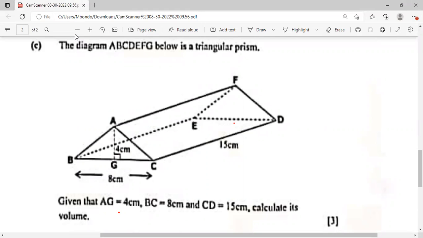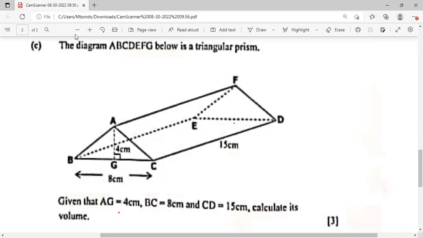AG is 4 there. You are given the height. Then BC, from B to C, it's 8. That's all. That's even very easy. So for this one, you can only find volume. You can't find the total surface area.